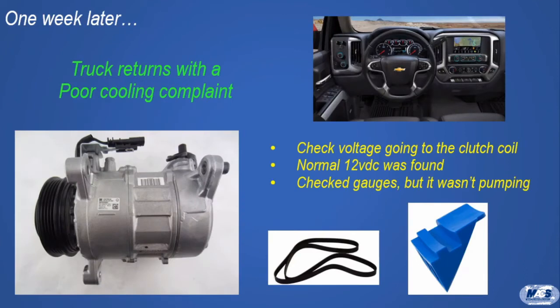The truck soon returned with a poor cooling complaint. A second technician decided to check voltage to the clutch coil, and it was a normal 12 volts. With pressure gauges connected, he ran a jumper from the battery to the coil, and although the compressor spun smoothly, it wasn't pumping. The technician noticed that the system had a stretchy belt, and it seemed to be slipping.